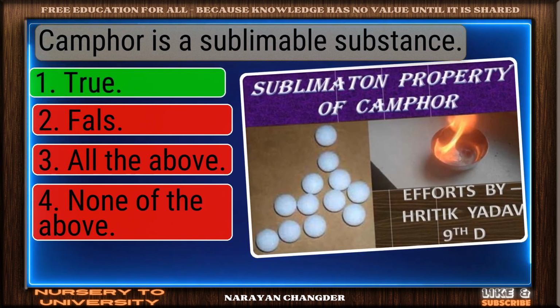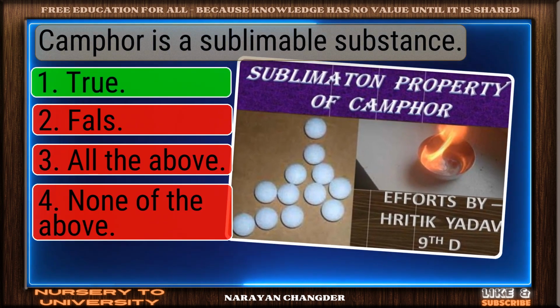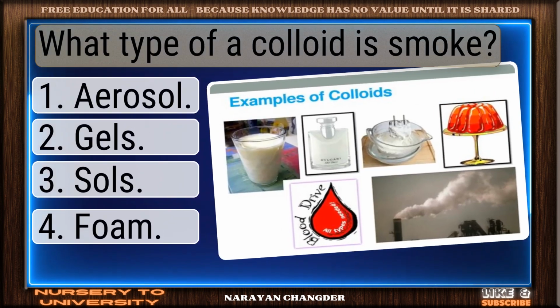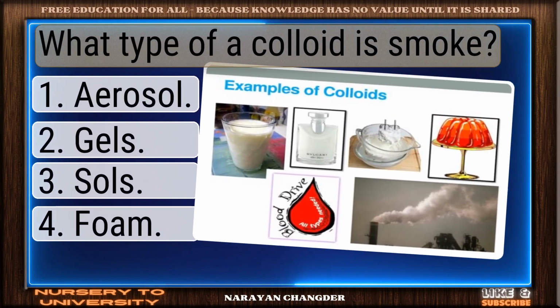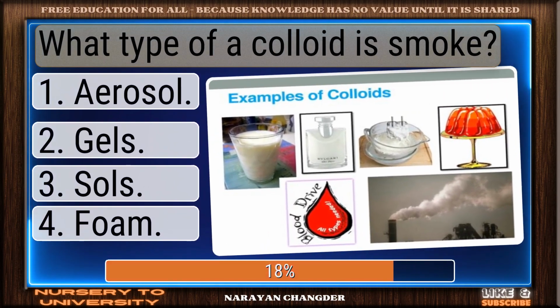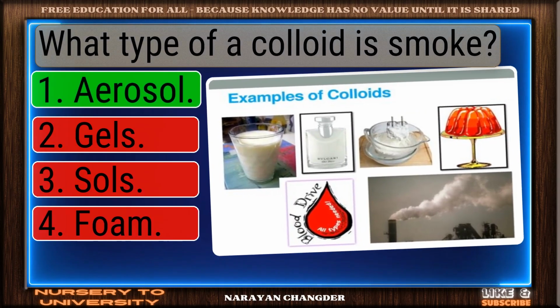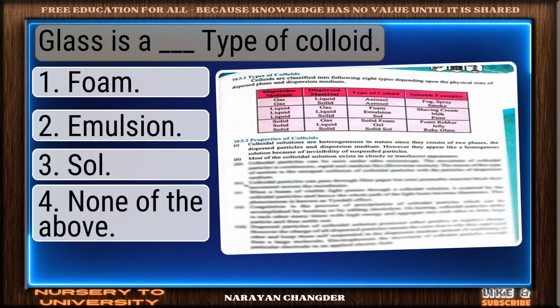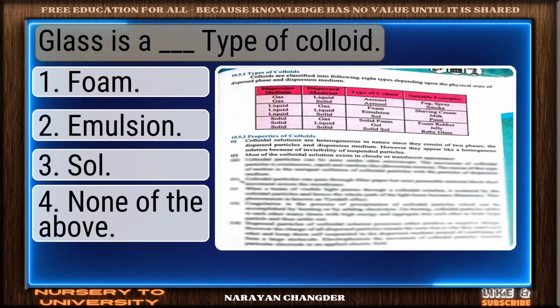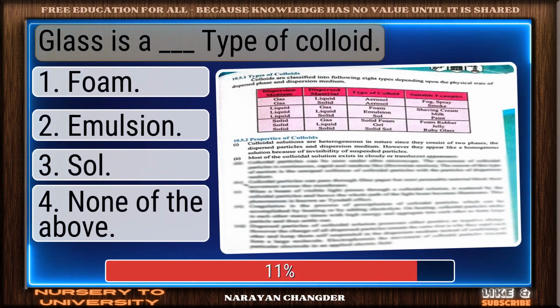Well picked. True is the correct answer. Question number 254. What type of a colloid is smoke? Right again. Aerosol is a valid answer. Question number 255. Glass is a dash type of colloid.